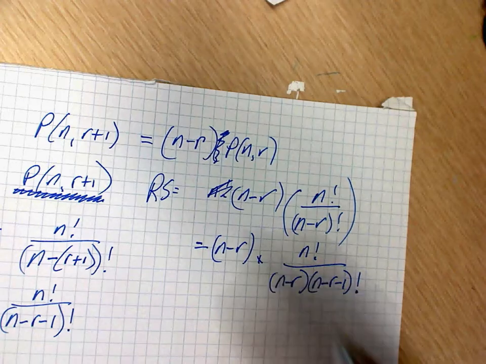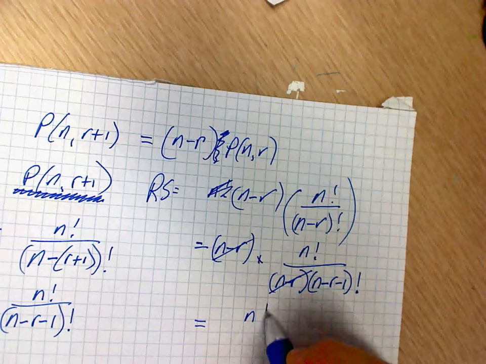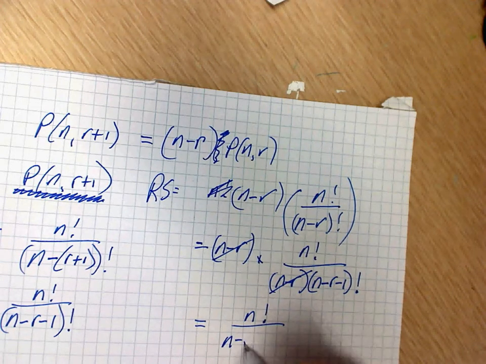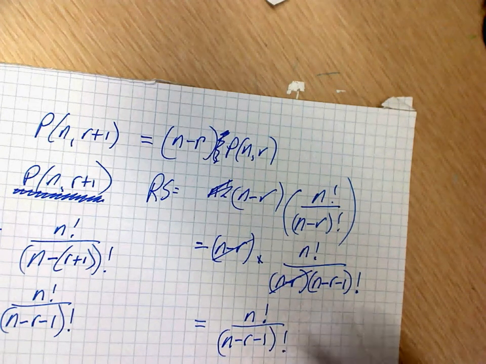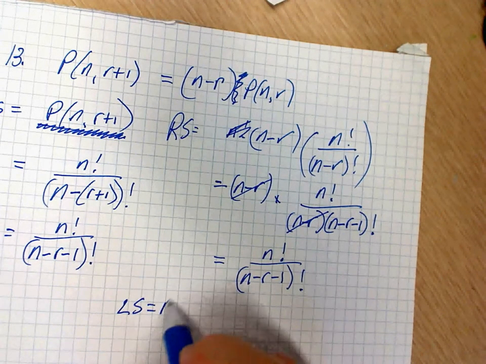Then you can divide it out, and that will equal n factorial over n minus r minus 1 factorial. So left side equals right side.